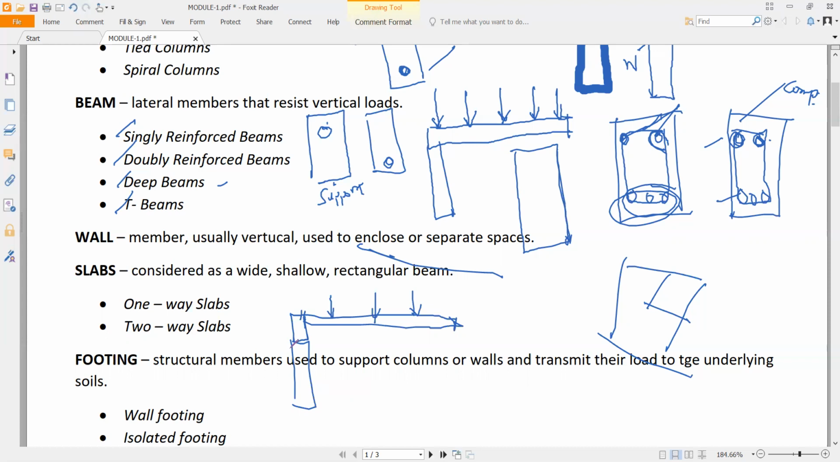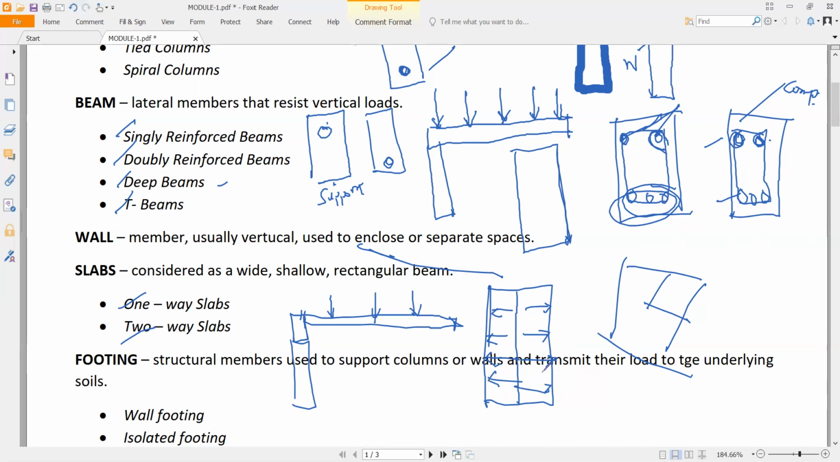So, meron tayong two classification of slab, the one-way slab and the two-way slab. Kapag one-way slab, usually these are slab, makikita nyo sa plano, no? Yung mga slab na ganito yung itsura. Ang division niya, ganyan lang, vertical. Kasi yung transfer of load natin sa one-way, papunta siya sa longer side. Kasi yung bending natin happens on the shorter side.